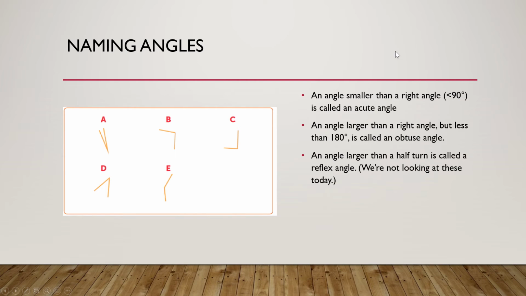If there's an angle smaller or narrower than a right angle, that means less than 90 degrees, it's called an acute angle, like this one. The little bit in here is an acute angle. An angle larger than a right angle, but less than 180 degrees, so less than just a straight line, is called an obtuse angle. If you've got an angle larger than a half turn, that's called a reflex angle.